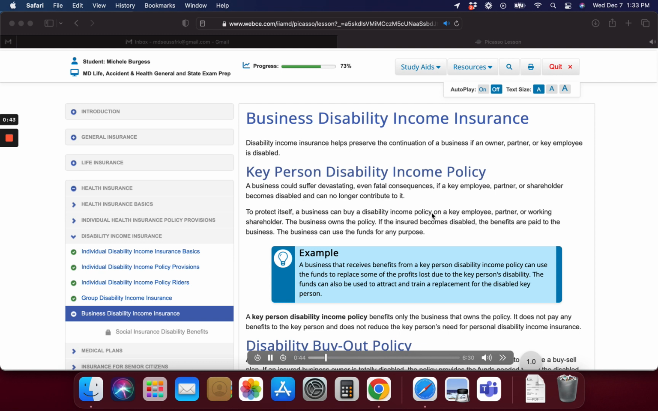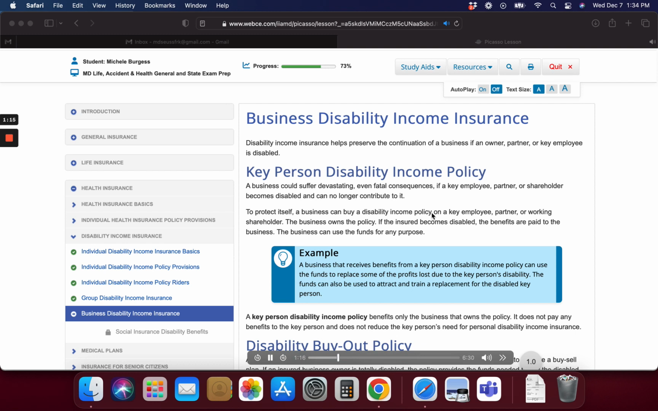Example: a business that receives benefits from a key person disability income policy can use the funds to replace some of the profits lost due to the key person's disability. The funds can also be used to attract and train a replacement for the disabled key person. A key person disability income policy benefits only the business that owns the policy. It does not pay any benefits to the key person and does not reduce the key person's need for personal disability income insurance.